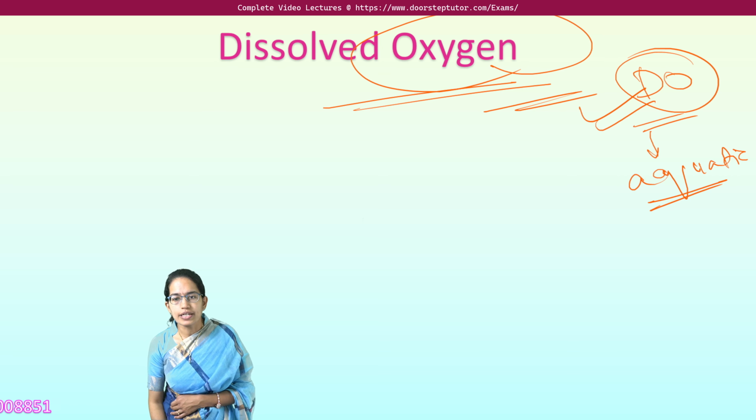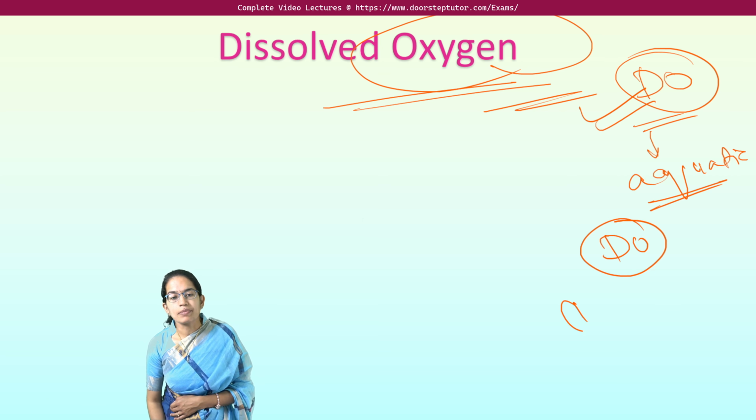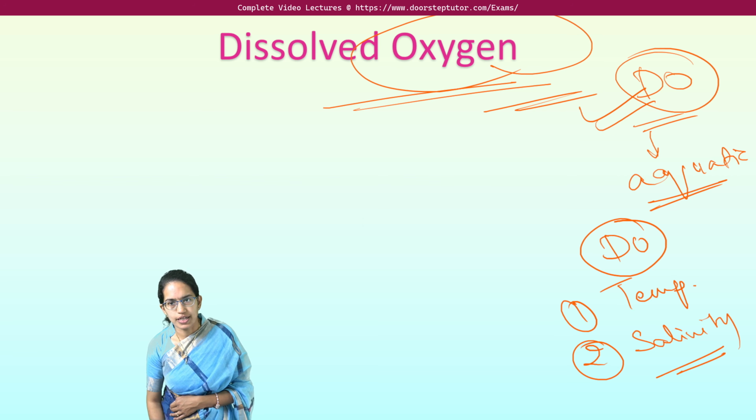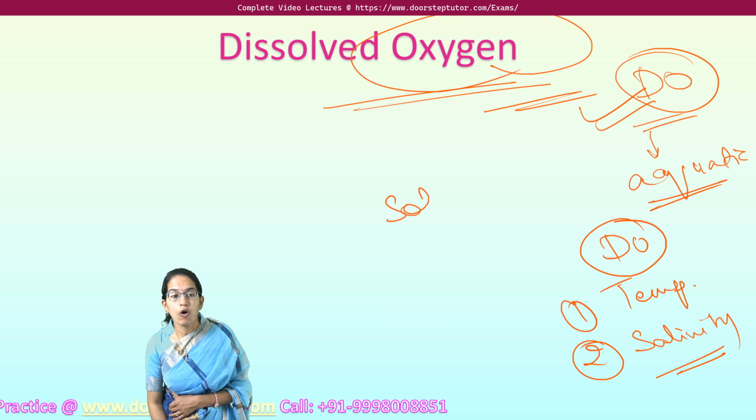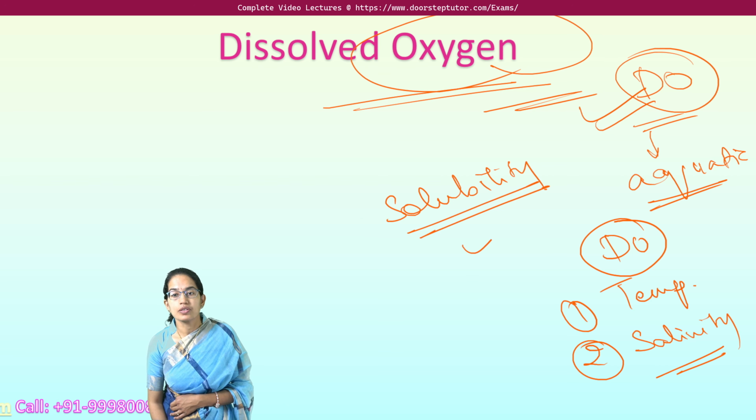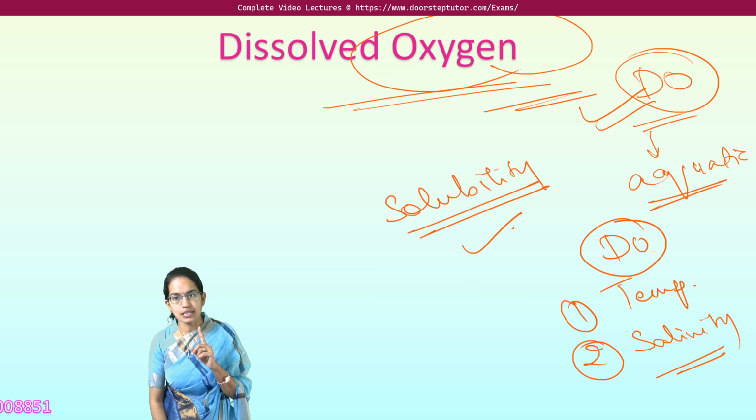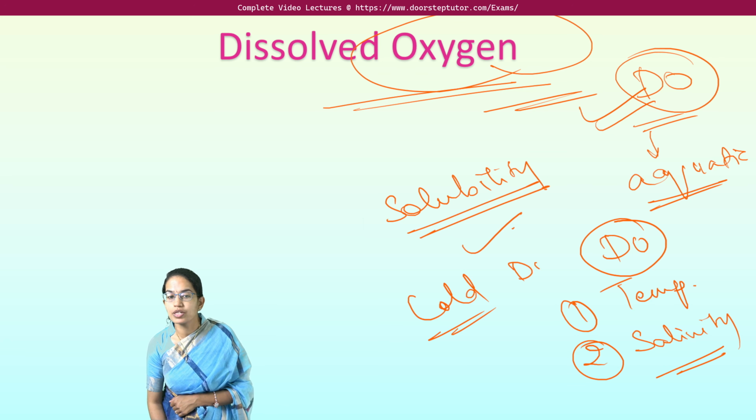So what does dissolved oxygen depend on? It depends primarily on two things. One is the temperature of the water, and the other is the salinity of the water, right? Now, what would happen? The solubility of dissolved oxygen would increase if the temperature is less. That means I can say cold water holds more dissolved oxygen as compared to hot water.